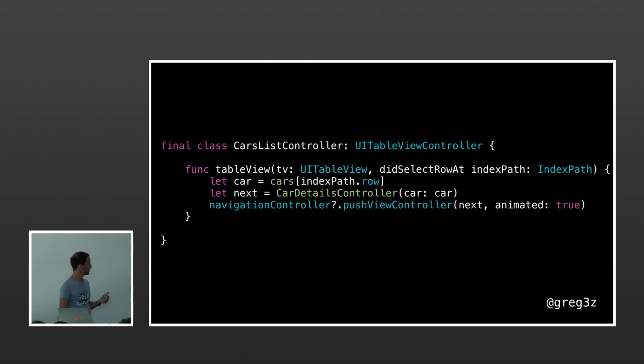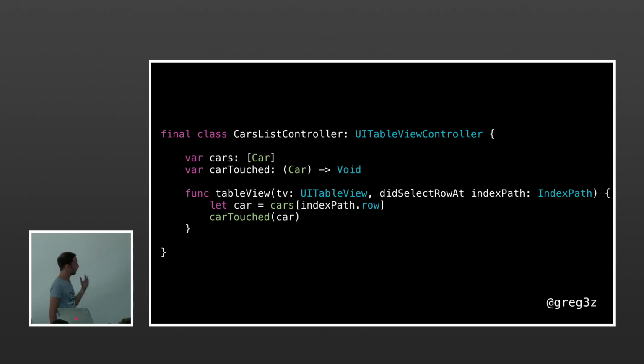So we saw previously this example. We won't write something like this any longer. Instead, we will write rather something like this. And in the didSelectRowAt indexPath, we will call this carTouched closure, and the router will set this property to tell what is going to happen once the user has touched a car.